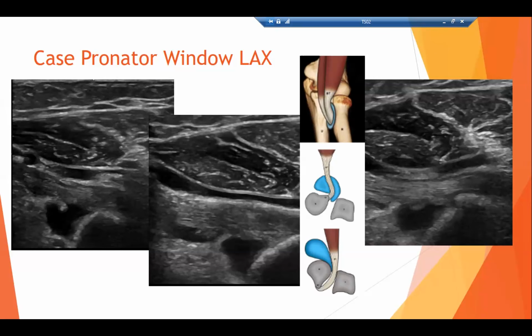And the only other thing I was going to say is that Cobra position, again, is where I see impingement. But in terms of diagnosing distal biceps tendon pathology itself, I find that the long axis images are much more helpful.